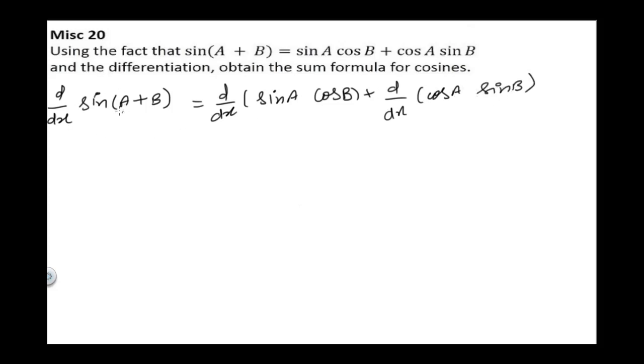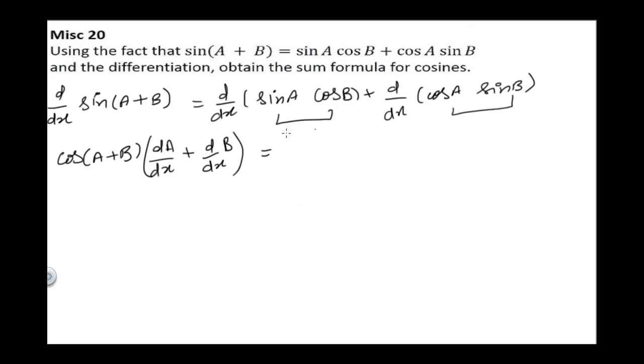Differentiating it, the derivative of sin(a + b) is cos(a + b) times (da/dx + db/dx). On the right side, we will use the product rule. Keeping sin a as it is, the differentiation of cos b is minus sin b times db/dx, plus cos b as it is, and the differentiation of sin a is cos a times da/dx.